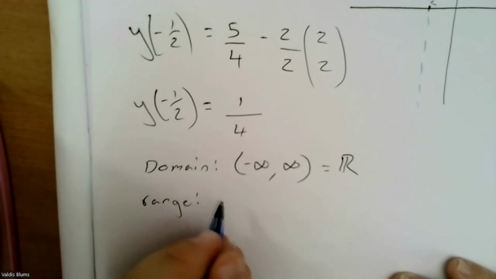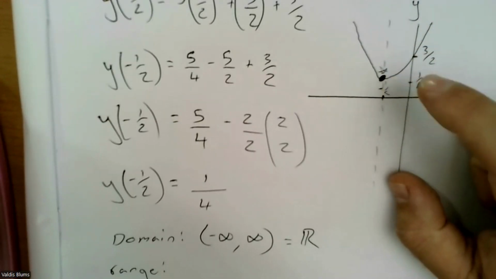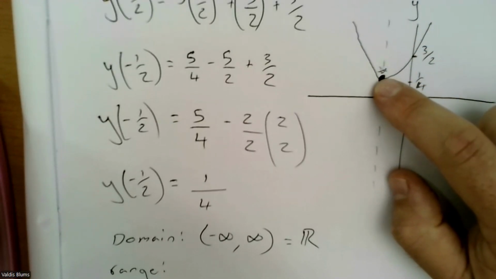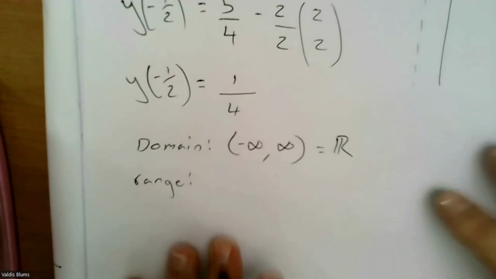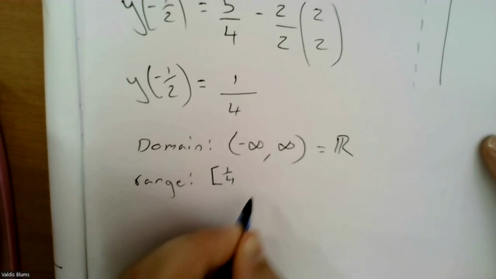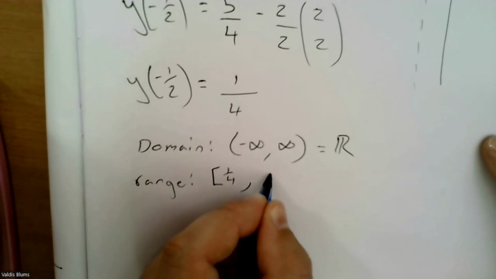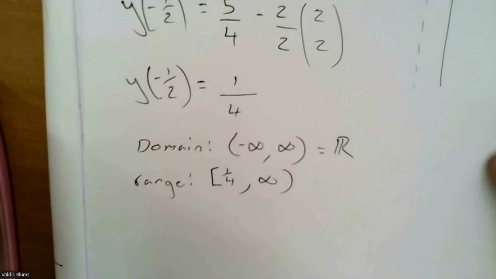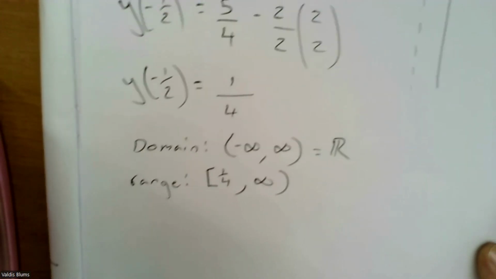The range, again, it's going to go down to the turning point. So it's going to be negative a quarter. Sorry, positive a quarter. And it's actually going to hit that value. And then it's going to go up to positive infinity. That would be the domain and range for that question.